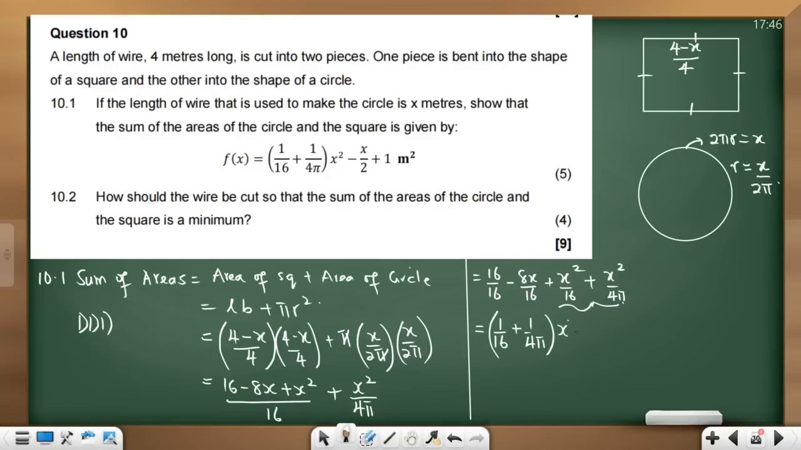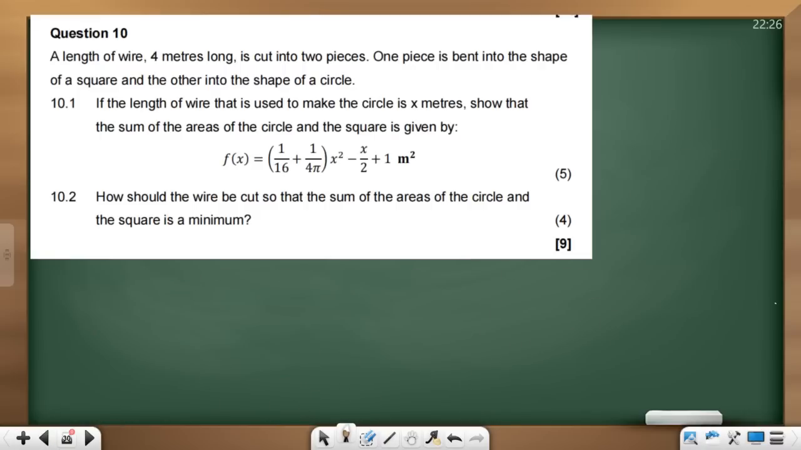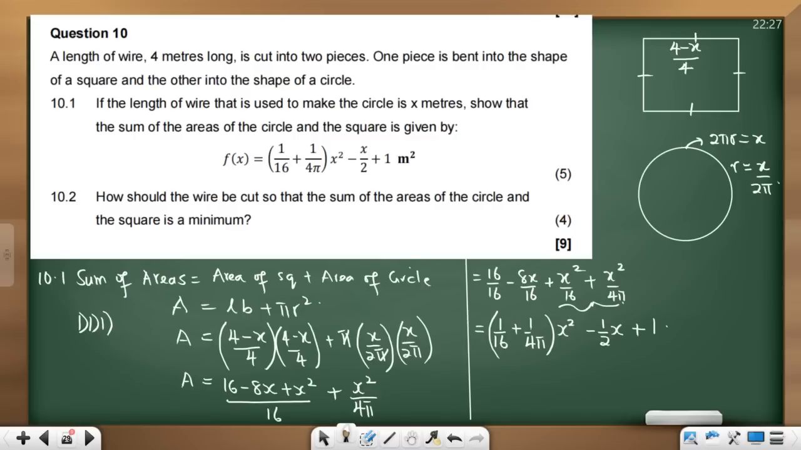Alright? What is left? X squared is common. Plus, no, it's minus. What is 8 divided by 16? 1 over 2x, which is x over 2, and 16 divided by 16. Yay! We got it. All right, we have already proven our 10.1. We've got that formula. Beautiful.